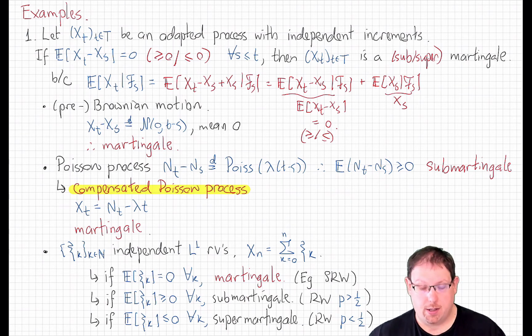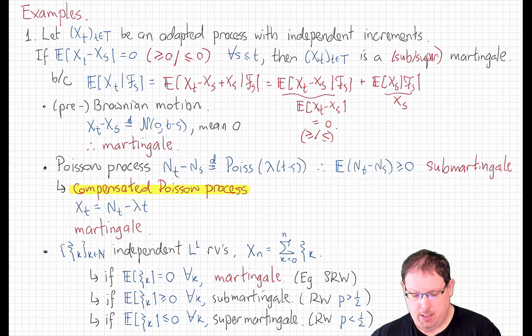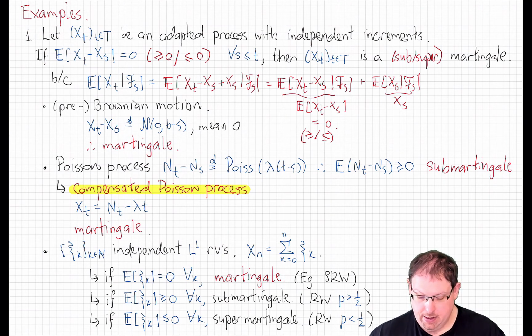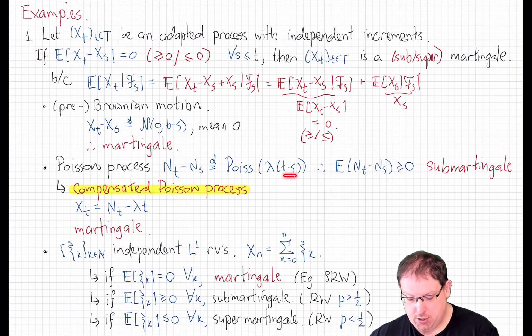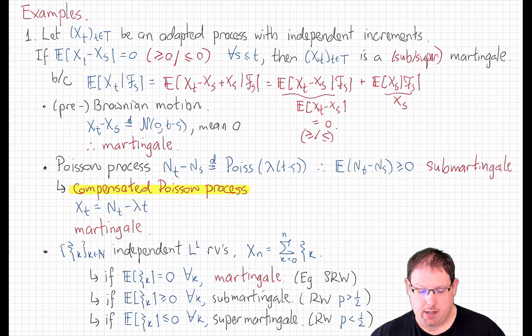How about the Poisson process? Well, the Poisson process has increments that are Poisson distributed with rate lambda times t minus s for the fixed lambda intensity of the process. And of course, that means that this expectation, the expectation of a Poisson random variable, will be non-negative. So the Poisson process is not a martingale, but it is a submartingale.